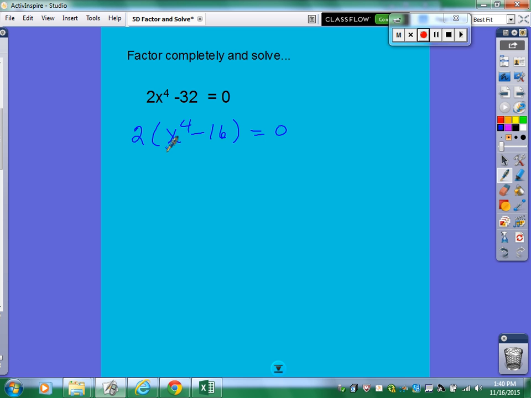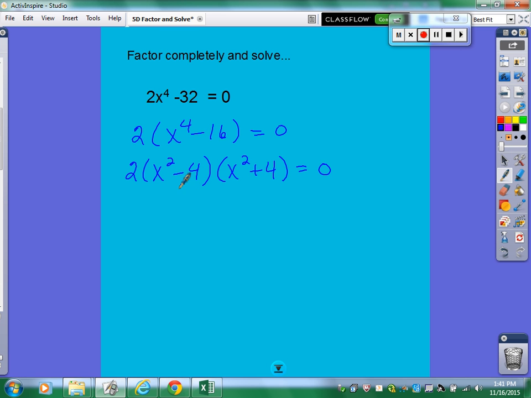All right, now look at what we have left. This is the difference of two squares because x to the 4th is a perfect square and 16 is a perfect square, and we have a minus. So now I can factor this using DOTS. So that's going to be x squared minus 4 times x squared plus 4 equal to 0. Since this is a fourth degree equation, I know I'm going to have 4 solutions. All right, we've got to keep factoring. See if we can factor more, because we need to factor completely. Look here.